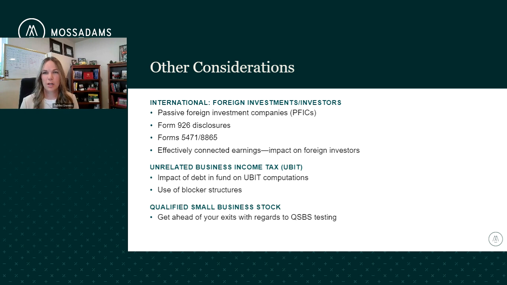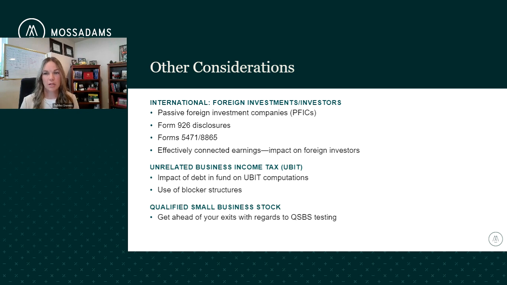We've covered 5471. There could be first year tripping points on this. So you might have to have Form 5471 and only disclose it in the first year and then it falls off. But because of that large penalty, you don't want to miss that disclosure.